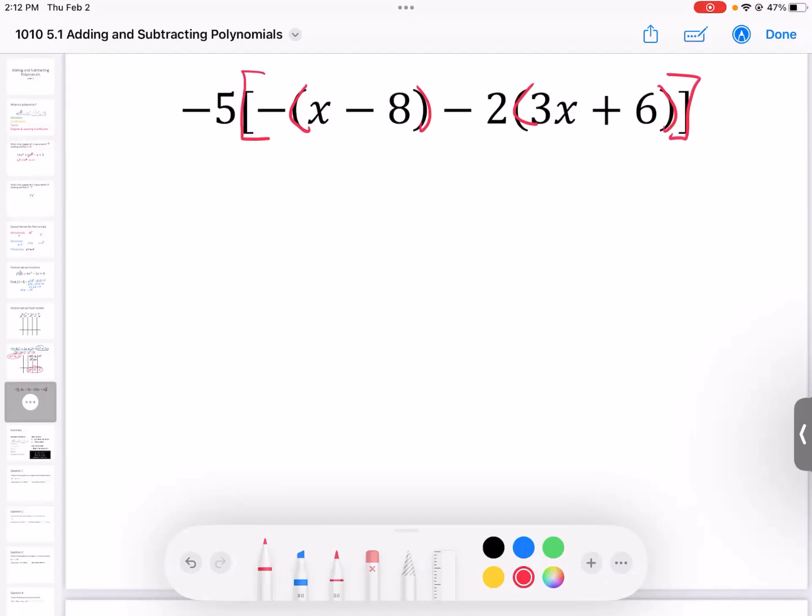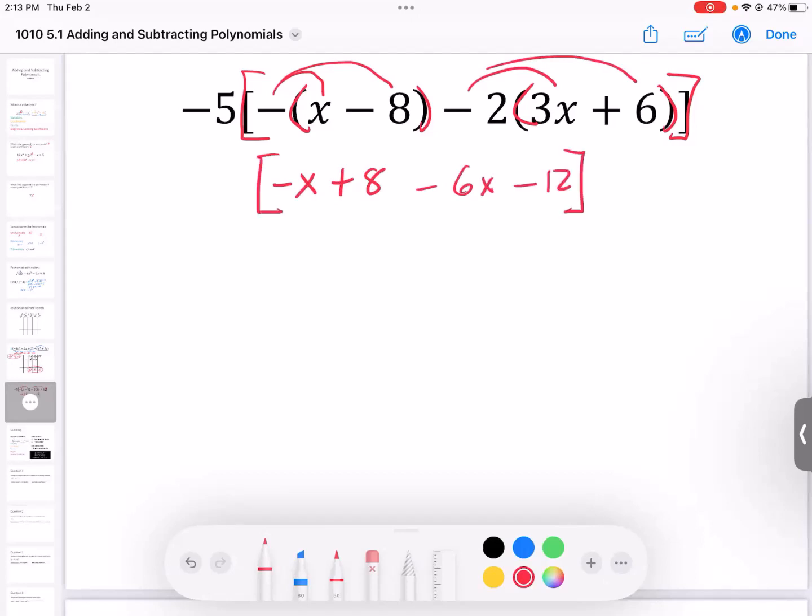So I would start by simplifying these little ones first, and I distribute the negative to both of these, which gives me negative x plus 8. Then I distribute the negative 2 to both of these, which gives me negative 6x minus 12. All of that stuff is still inside of the big set of parentheses, so it's multiplied by negative 5. But then I could simplify this stuff inside of parentheses because I have a negative x and a negative 6x, which I could combine together to have negative 7x's. And then 8 plus a negative 12 would be negative 4.